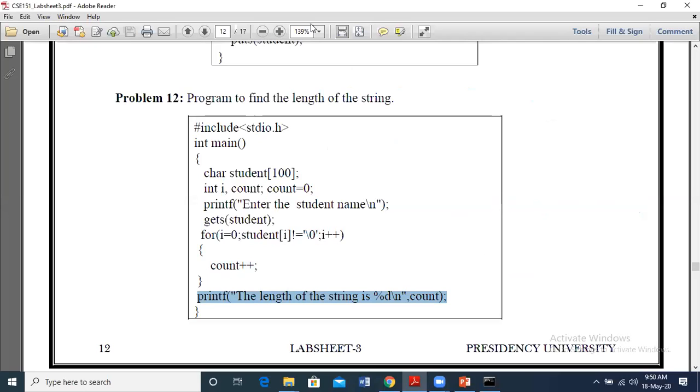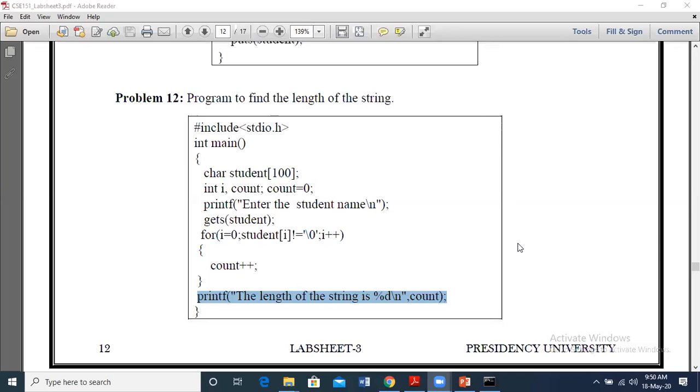Is this clear? Is this clear? You understand this? Yes? Okay. You anyway have the option to unmute yourself. You can unmute yourself and ask if you have doubts.